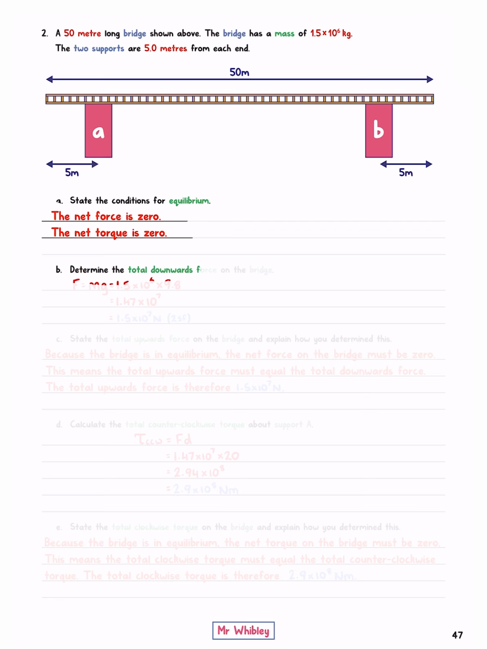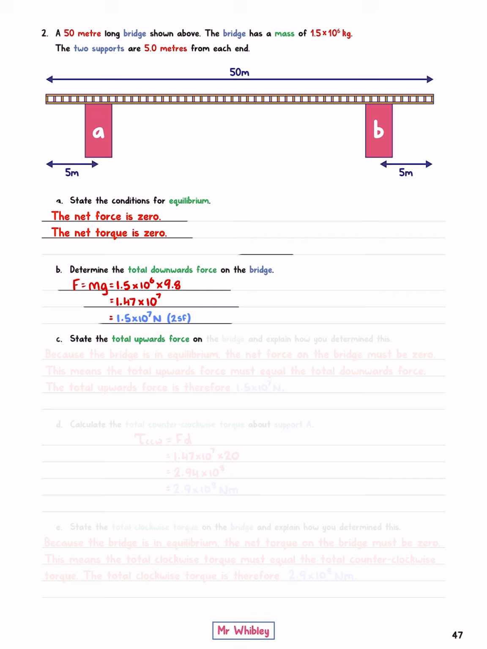Determine the total downwards force on the bridge. The only downwards force is that from the mass of our bridge, which, because it's gravitational, we can find using mass times gravity. Putting in these numbers gives me 1.47 times 10 to the 7, or 1.5 times 10 to the 7 newtons to two significant figures.